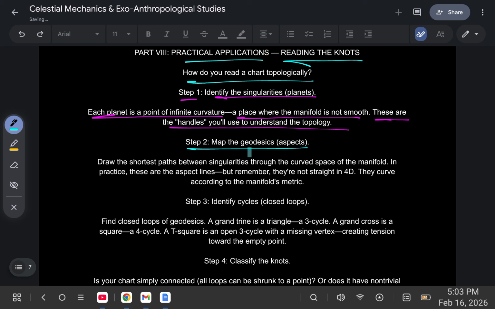Step 2 is mapping the geodesics, aspects. Draw the shortest path between singularities through the curved space of the manifold. In practice, these are the aspect lines, but remember, they're not straight in 4D. They curve according to the manifold's metric.